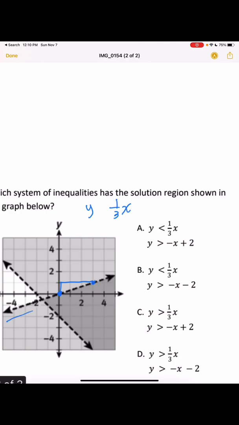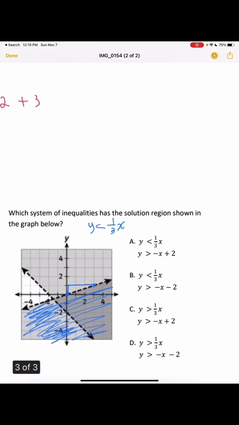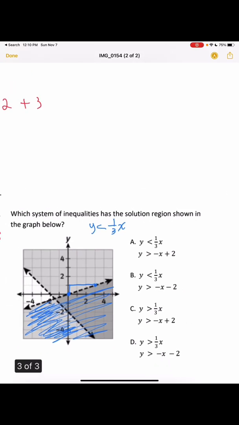This one is being shaded this way. I can tell because the graph includes this space over here. So this should be y is less than 1/3 x. So either A or B, and then we can check the next equation. So we just really need to figure out where the shading is coming from. So this one starts at -2, and this line is being shaded above the graph, so it should be greater than -x minus 2.